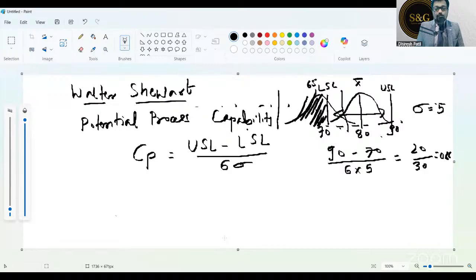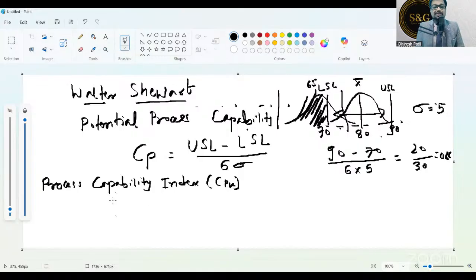In that particular formula, let me just draw that quickly. So the next modified version was process capability index. Make a note of this. From Cp, they move to Cpk. So the index is called Cpk. What is Cpk? Process capability index. Now, they calculate process capability in two ways. One is lower side process capability, the other one is higher side process capability.